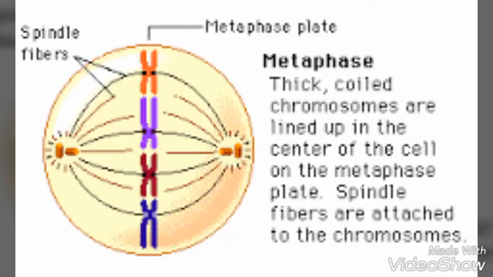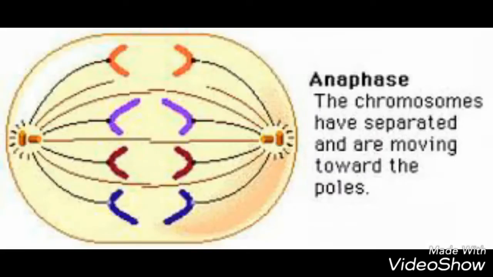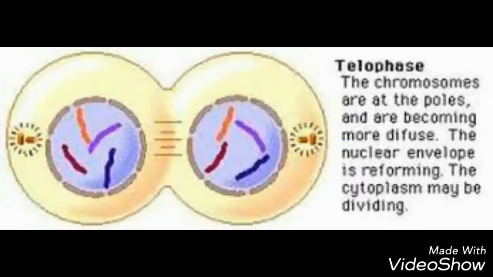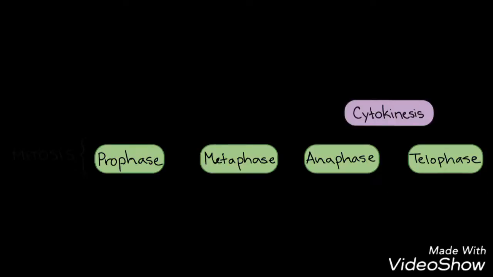In anaphase, the chromosomes have separated and are moving to opposite poles. In telophase, the chromosomes are at the poles and are becoming more diffuse. Since it has passed all of these stages, it will form a cleavage furrow, called cytokinesis.